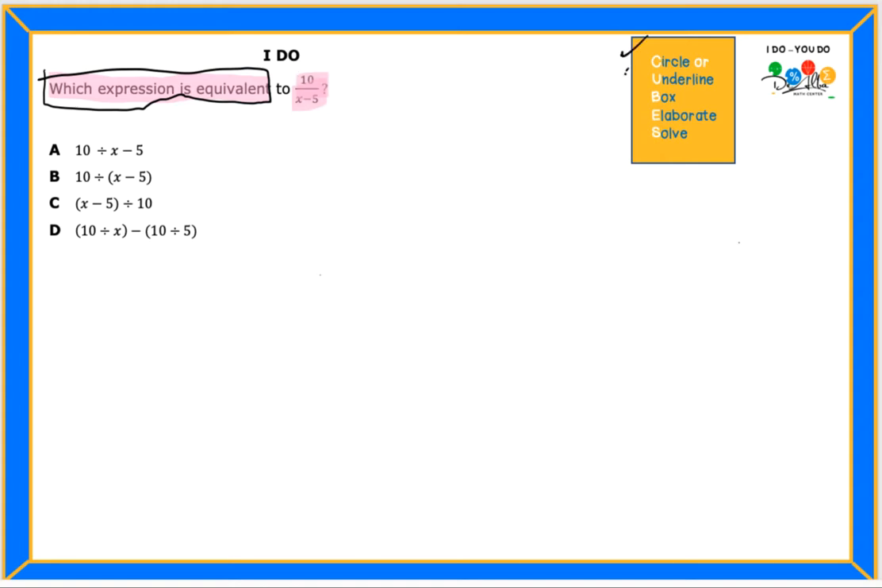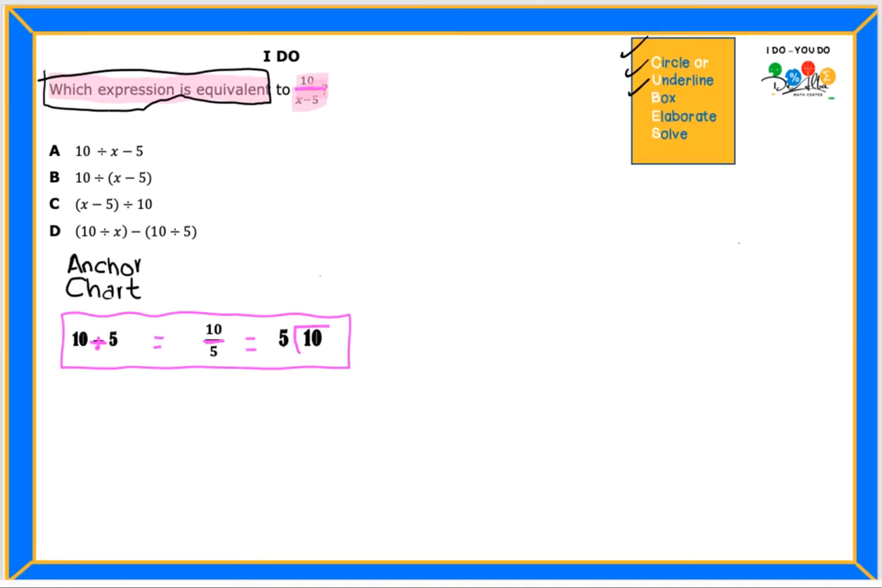I did circle, underline, box the question. Now I need to elaborate. For elaborate, guys, what I'm gonna do, I'm gonna remember how I rewrite divisions into long divisions and into math sentences. Hold on, because I'm gonna bring some notes.